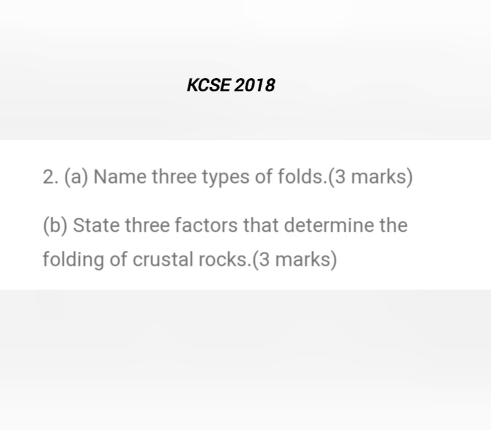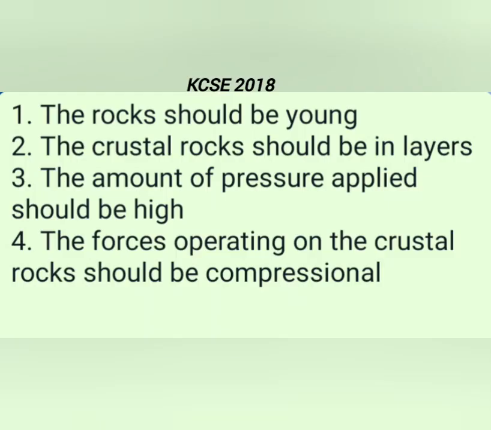Question 2b, state 3 factors that determine the folding of crustal rocks. So number 1, the rocks should be young. Folding can only occur in young rocks in order for them to bend. Then number 2, the crustal rocks should be in layers. So mainly folding occurs in sedimentary rocks. Then number 3, it's the amount of pressure. The amount of pressure applied should be high to be able to cause the bending. Then the forces operating on the crustal rocks should be compressional. That is the only way we are going to have folding in crustal rocks.